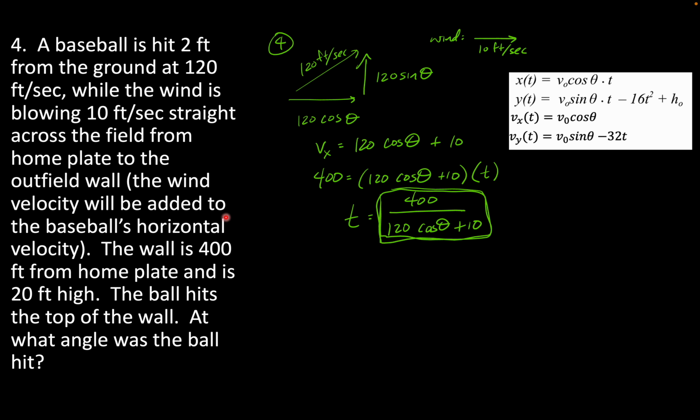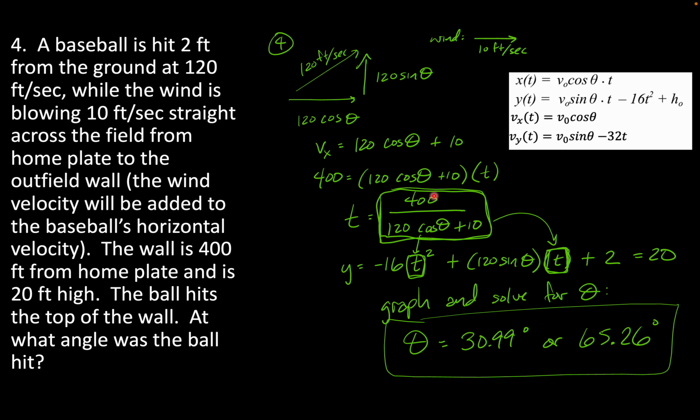And now 400 was the horizontal distance from the wall. So I'm going to plug that into the equation for x. So I'm getting horizontal distance 400 is the velocity, which is now 120 cosine theta plus 10, multiplied by the time. So I can express time as 400 over 120 cosine theta plus 10. So this is the time at which the ball hits the top of the wall.